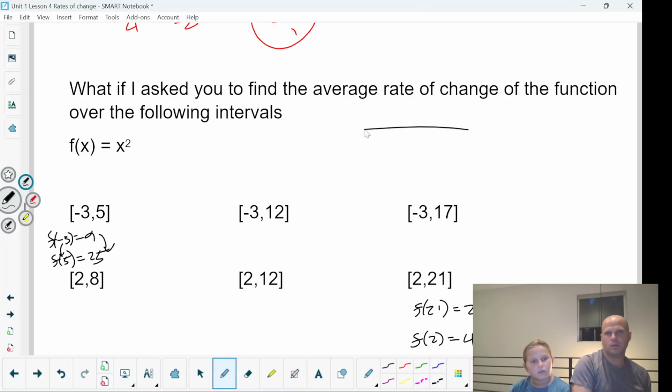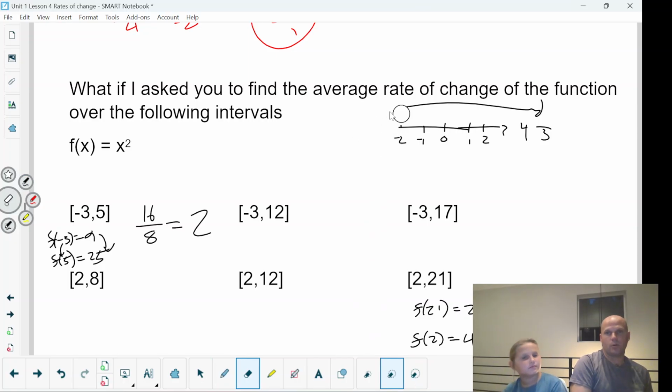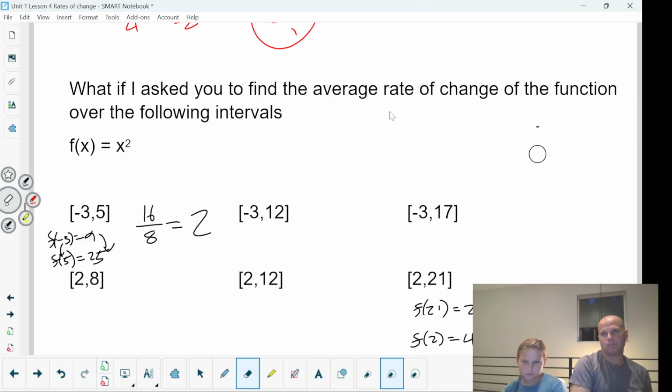Think about your number line. Negative 3, negative 2, negative 1, 0, 1, 2, 3, 4, 5. What's the change from negative 3 all the way to 5? 8. Negative 3 to 0 and 0 to 5. 5, 6, 7, 8. Okay, all right, so that slope is 2. We got that. But the other ones are going to be tricky, and it would be annoying, and it would take me a long, long time.